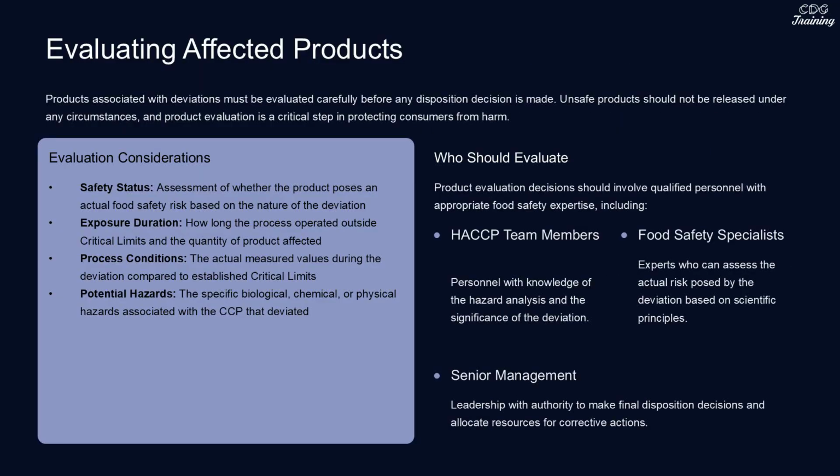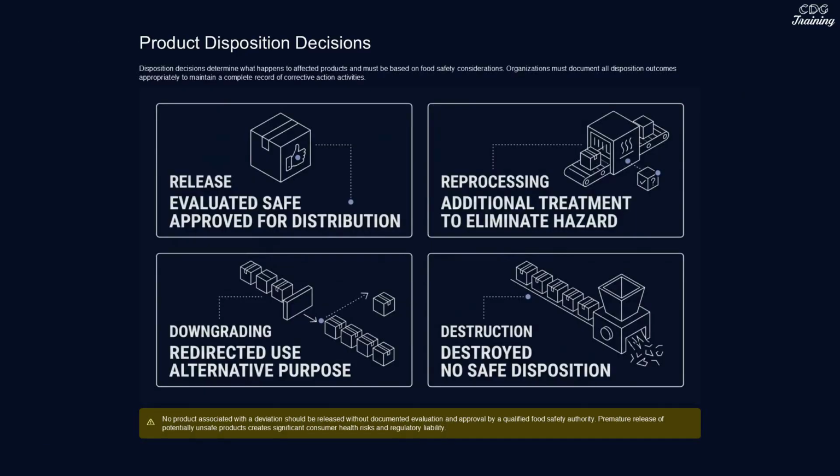Products associated with deviations must be evaluated carefully before any disposition decision is made. Unsafe products should not be released under any circumstances, and product evaluation is a critical step in protecting consumers from harm. Disposition decisions determine how products associated with deviations will be treated and should be based on food safety considerations. Organizations must document all disposition actions appropriately to maintain a complete record of corrective actions taken.